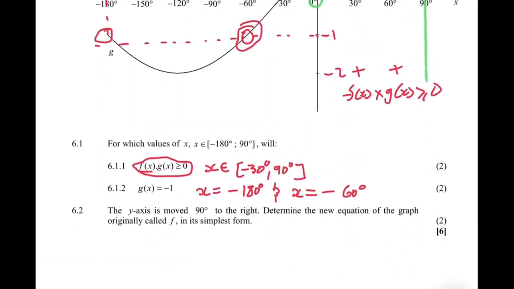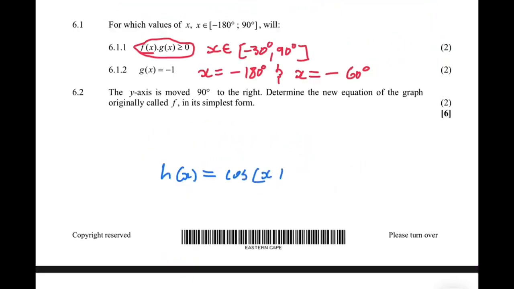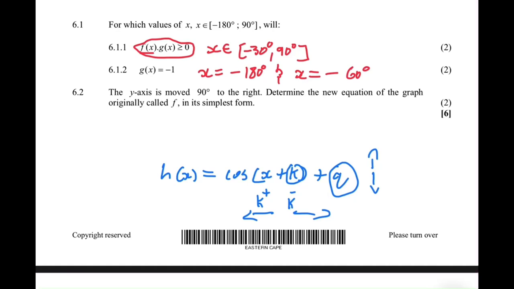So in a standard format, if you have a graph, h of x is equals to cos of x plus k plus q. If q is positive, you're gonna move your graph up, and then if q is negative, you're gonna move your graph down. And then for the value of k, if k is positive, you move your graph to the left, and then if k is negative, you move your graph to the right. So we're saying that we're moving the y-axis to the right, so we're moving x to the left along the x-axis, right? So based on this general formula, we have a k which is positive, right?